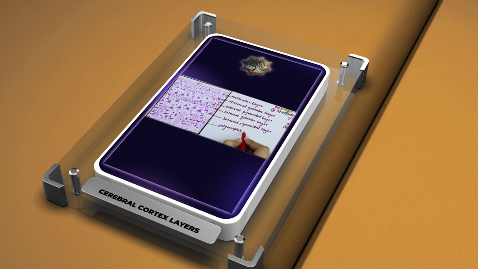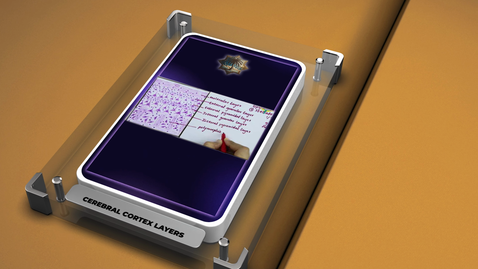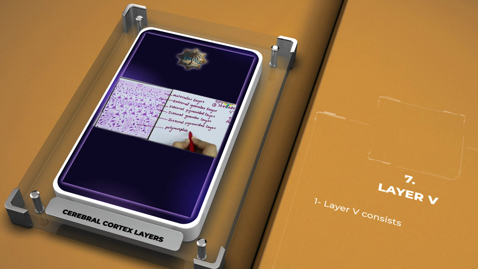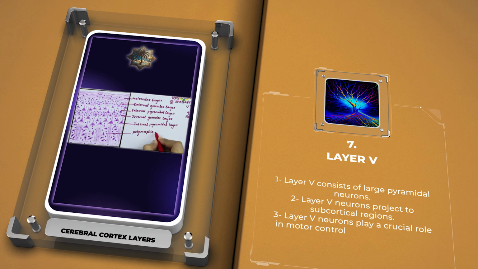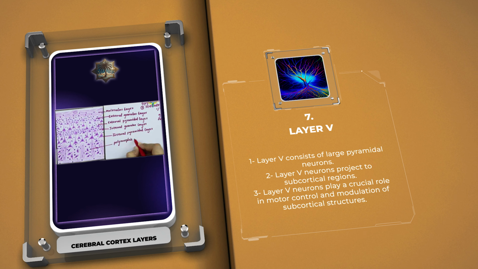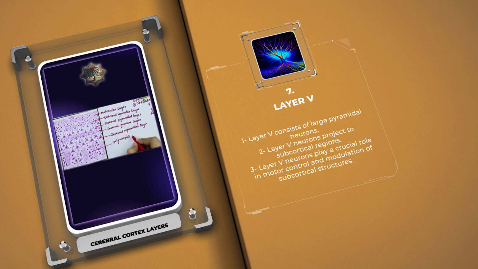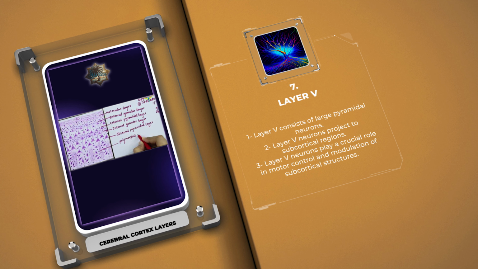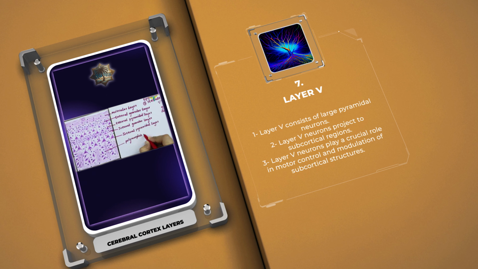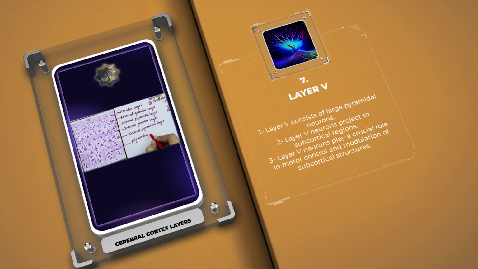Layer V, the internal pyramidal layer, consists of large pyramidal neurons that project to subcortical regions, such as the spinal cord and brainstem. These neurons play a crucial role in motor control, providing outputs for voluntary movements and modulating the activity of subcortical structures. Additionally, Layer V neurons contribute to the regulation of arousal and attention.